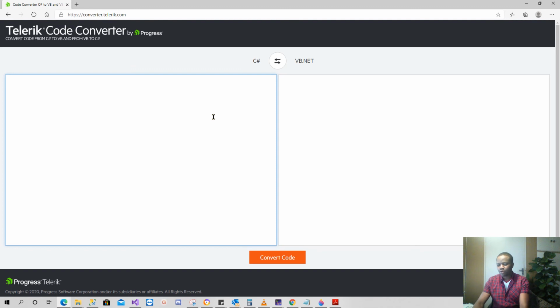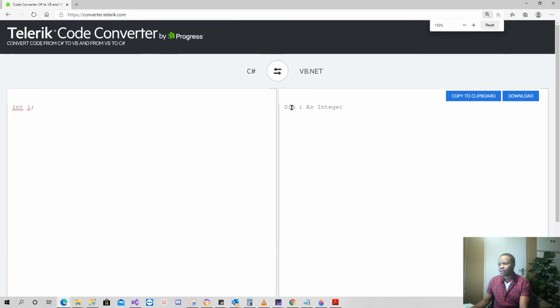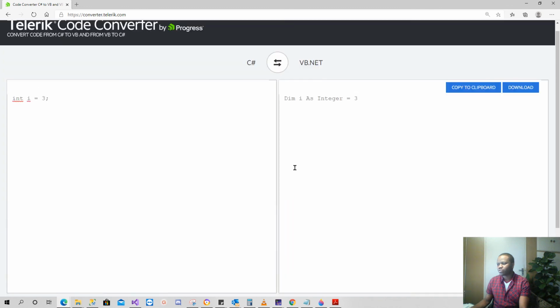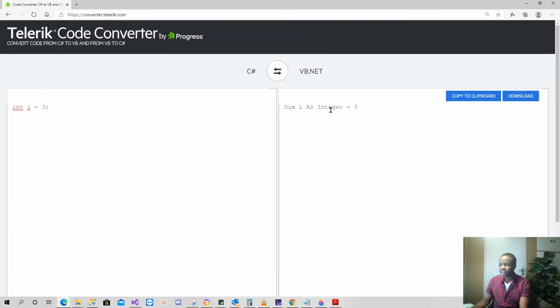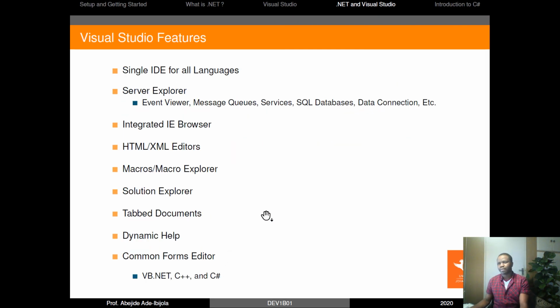So here's an example. If I put a line in C#, you don't have to worry what this line means because you're still getting started with C#. Actually, I'm declaring i as an integer and I click convert. It's going to give me the VB.NET version. In VB.NET, this is called Dim i As Integer. All right. And I can edit this and click convert code, and I get Dim i As Integer = 3. So my point, translators exist. You don't have to worry about language most of the time.